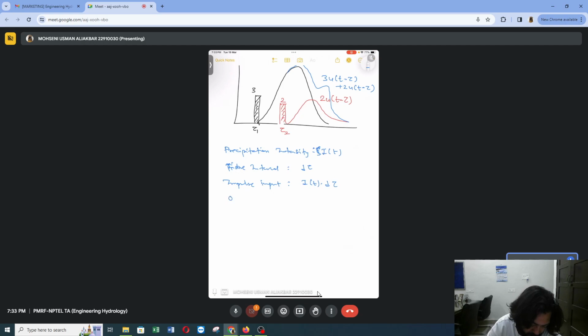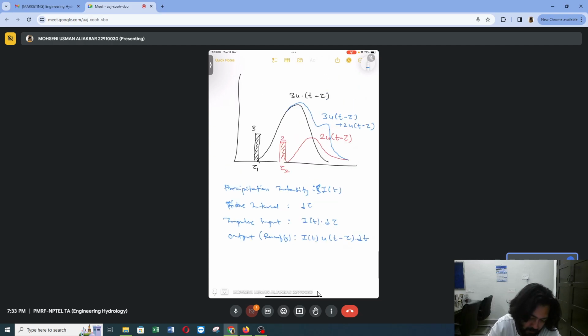And the output, or the response, is runoff, right? So how are we getting the runoff? We are getting the runoff after a certain time lag, so I(t) times u of t minus tau times d tau. So this is how we are getting the runoff. Here, 3 is nothing but the intensity I, and u of t minus tau is nothing but the response function.